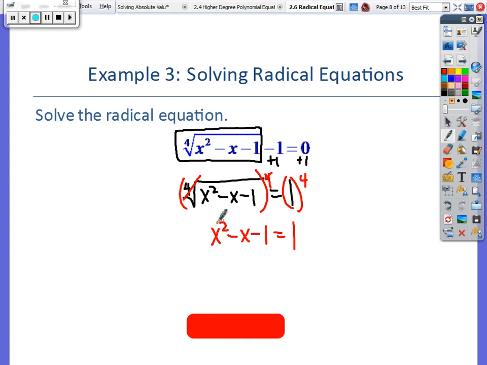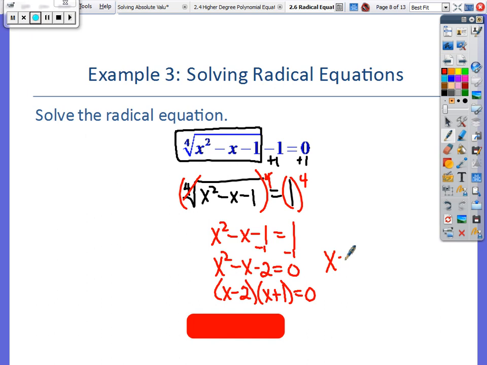I got a quadratic. Okay, what do we always set quadratics equal to? 0. And so I got to go ahead and subtract the 1 from both sides. And now we can look to factor, and yay, we can. That works out pretty nicely. And now zero factor property, you end up getting 2, and you end up getting -1 as your 2 solutions.